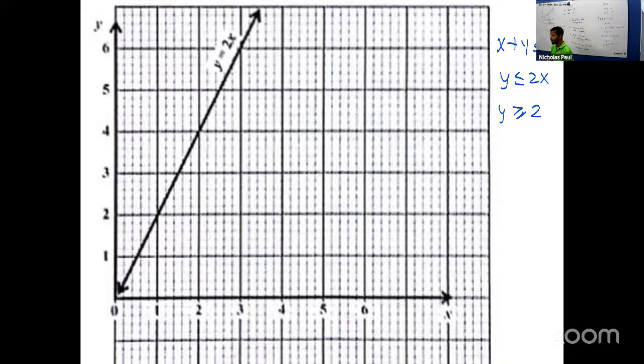Right, help Jacob. Y is 2. So you draw that line. Horizontal line. Very good. Right, Lucas, he helped you out there. So where do you shade y more than? Above or below? Above.